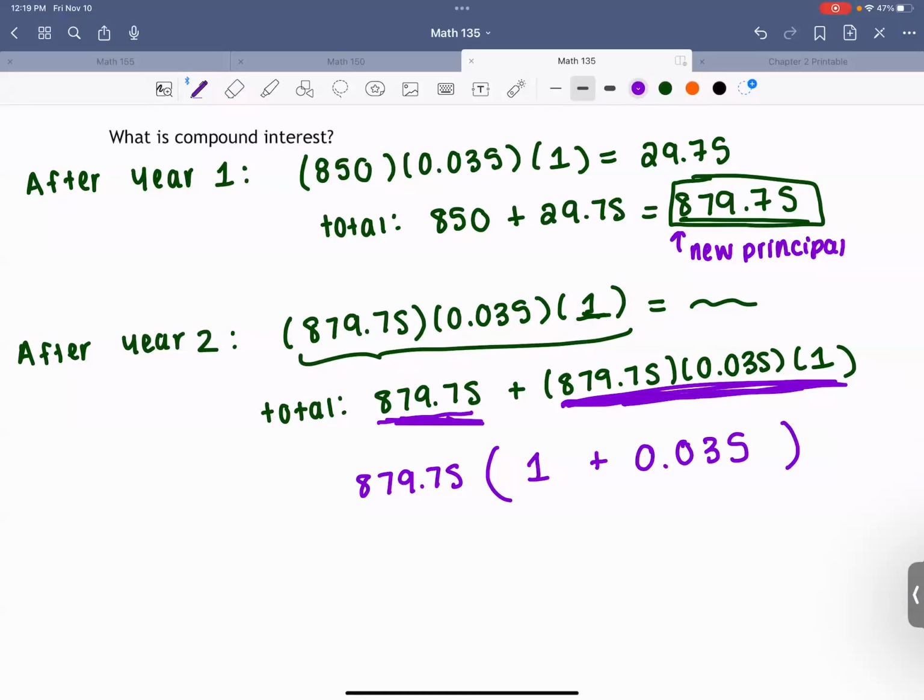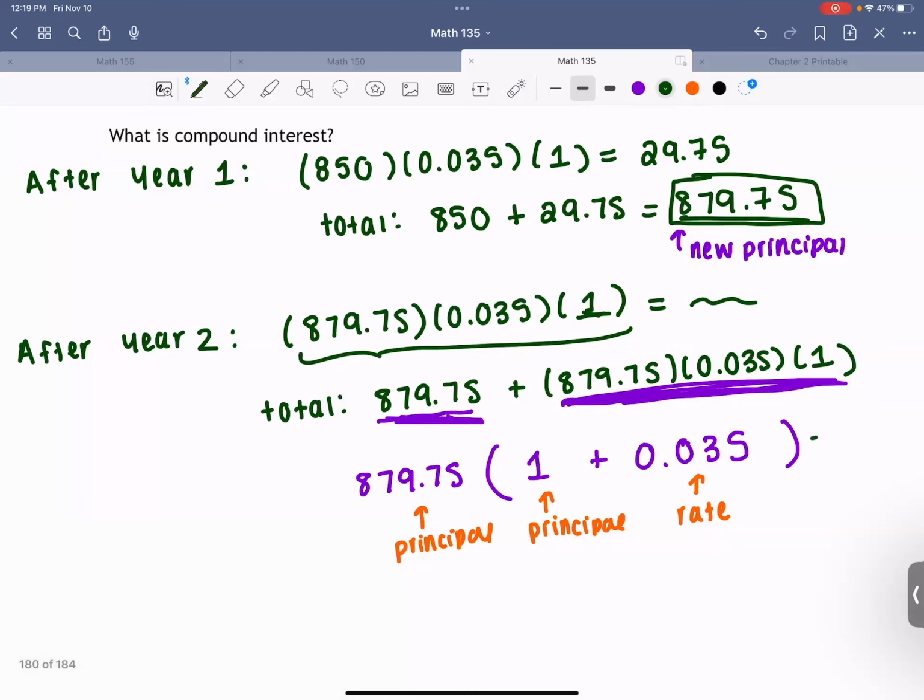So what we have here is this is the principal, right? This one here is also kind of representing the principal, right? We're taking the principal and adding on 0.035. So this is still the principal. We just factored it out. Okay. And then this is the rate. Now, if you want to multiply this all together, I actually did that.